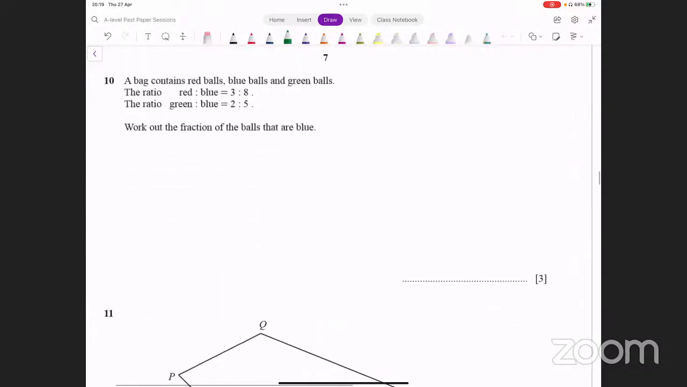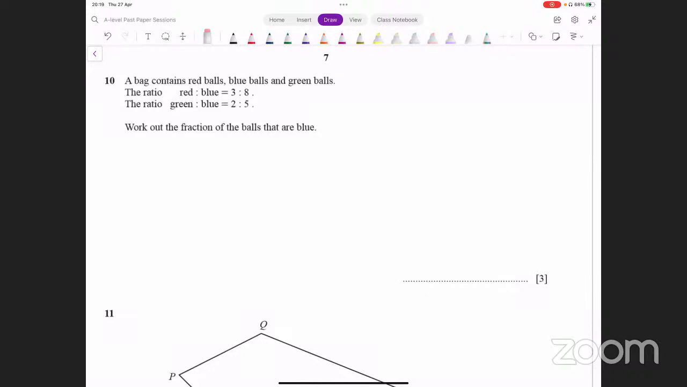Question number 10. Now it says a bag contains red balls, blue balls, and green balls. The ratio of red and blue balls is 3:8, and the ratio of green and blue balls, that is 2:5. Work out the fraction of the balls that are blue. Fraction of the balls, that means जो total number है उसमें से कितने blue हैं.